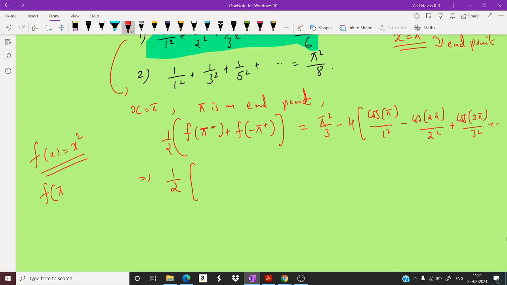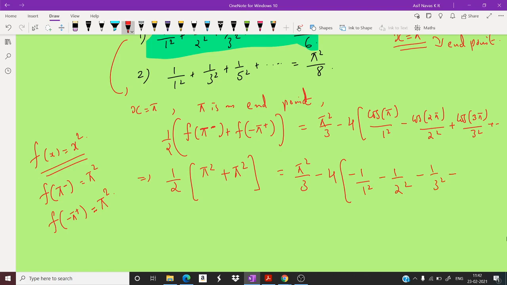F of pi minus, that means the left hand limit. This is pi square. So you can write pi square plus, what is f of minus pi plus? It's continuous at that point, so this is also equal to pi square. So this pi square is equal to pi square by 3 minus 4 times minus 1 by 1 square minus 1 by 2 square minus 1 by 3 square minus etc.